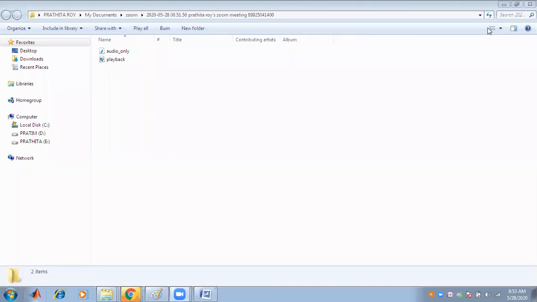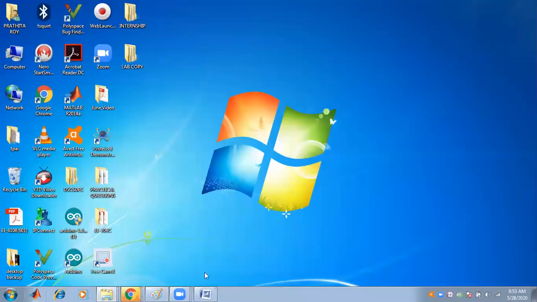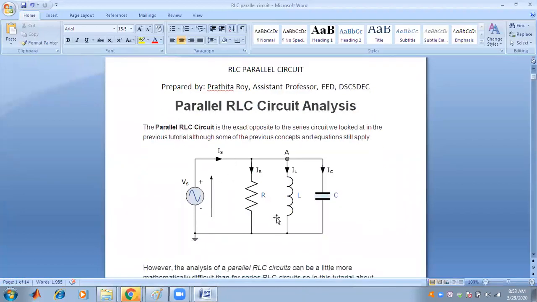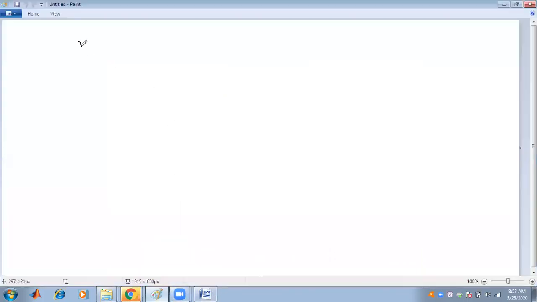We have already discussed the RLC series circuit. Now today we will concentrate on the RLC parallel circuit. This is the general construction of an RLC parallel circuit. Parallel circuit means the voltage will remain the same and the current will be divided into three parts, that is IR, IL and IC. So this is the parallel RLC circuit that we have drawn.